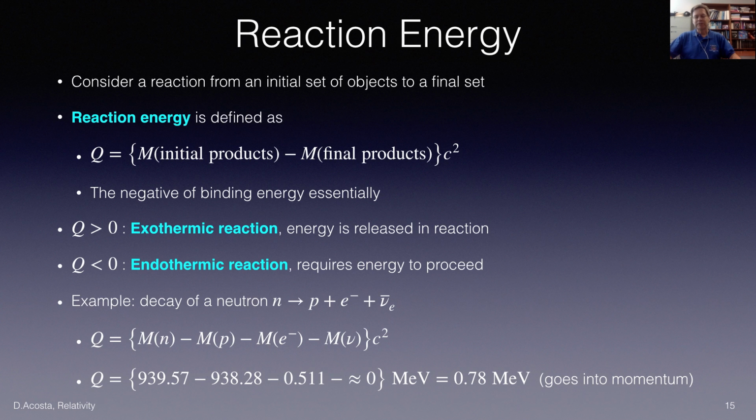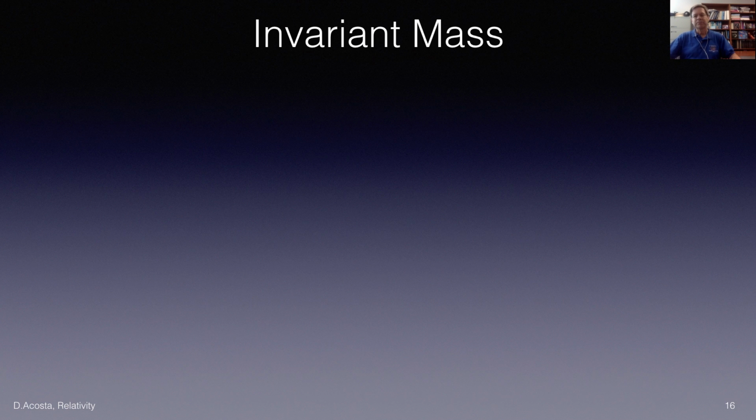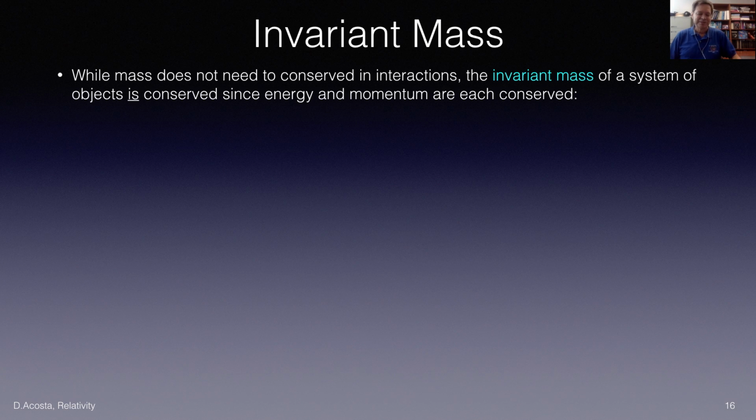Let's do now some examples and some explanation about what to do about calculating the so-called invariant mass. I want to introduce the concept of invariant mass, because you might think, wait, that's kind of odd. He just told us mass is not conserved. What are you talking about? All right, let me define invariant mass.